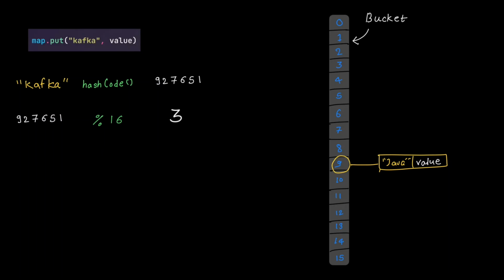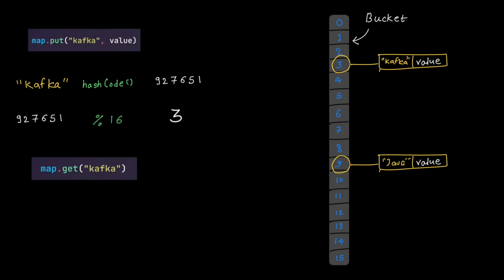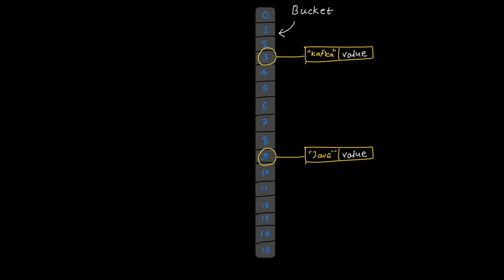Now this time the index value is 3, so the value is stored on that index. And the same step is repeated: map.get("Kafka") would retrieve the value. Now if you see a pattern here, we have only 16 buckets and we could have more keys. So there would be a case where a collision would happen.